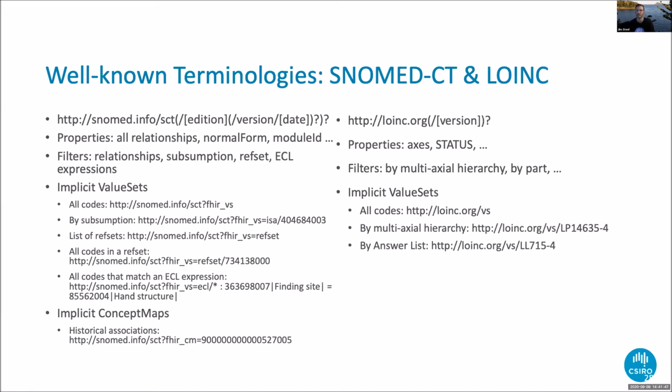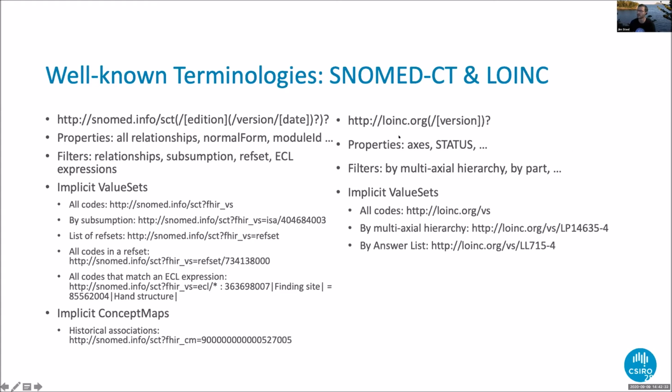So you might be interested in diabetes and all of the more specific types of diabetes. And so you don't have to build that value set yourself. You can just build this URL by putting the diabetes code at the end, and you'll have that value set implicitly for free. There's a value set for all of the ref sets that come with that SNOMED distribution, for all of the codes in a given ref set. And then value sets for all codes that match a certain ECL expression. So ECL is a language defined within SNOMED for querying the relationships that are part of that SNOMED model to find a bunch of codes. So you can use those ECL expressions in implicit value set URLs as well.